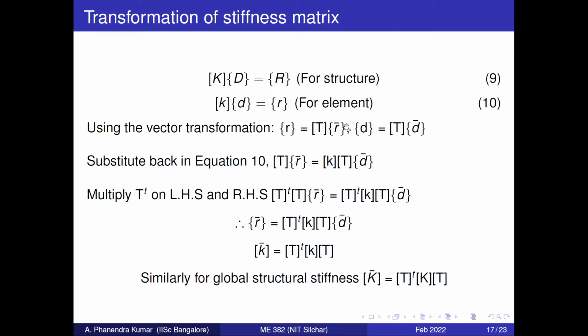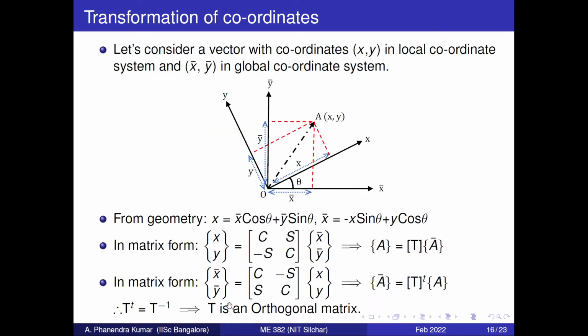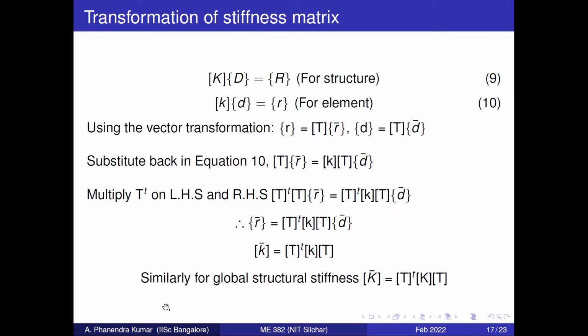Now let's substitute these two equations in equation 10. Once you replace them here, we will get T times r bar equal to k times T d bar. As we have seen, T is an orthogonal matrix: when T into T transpose is multiplied, it will give an identity matrix. So we will make use of that property now.